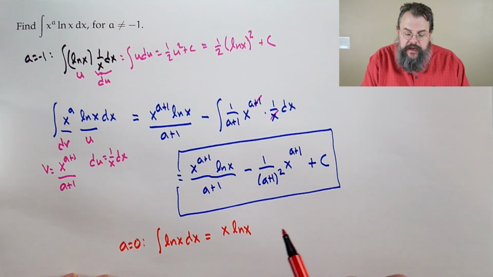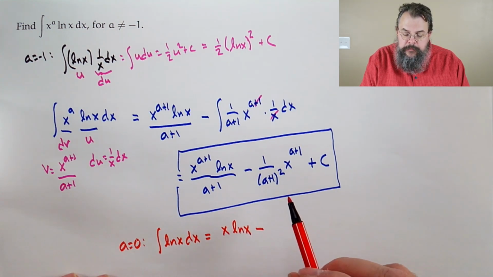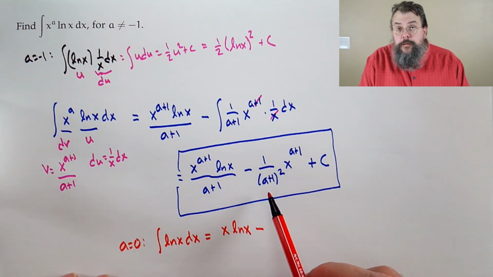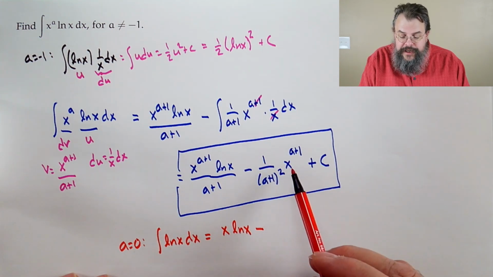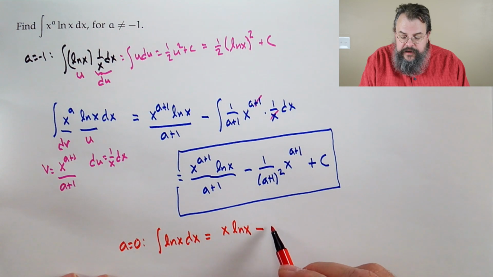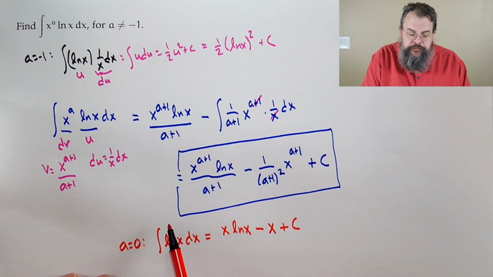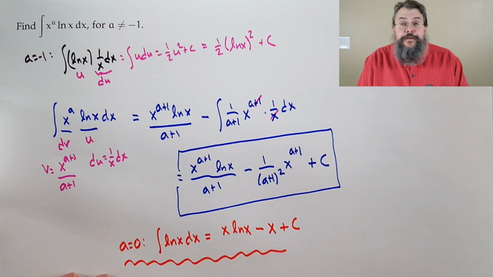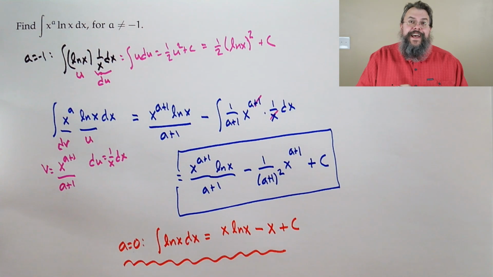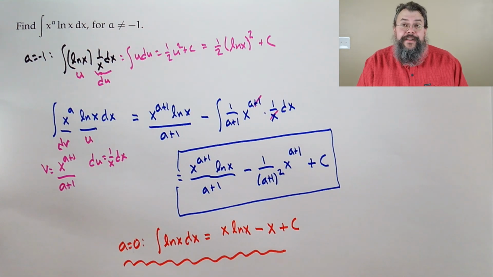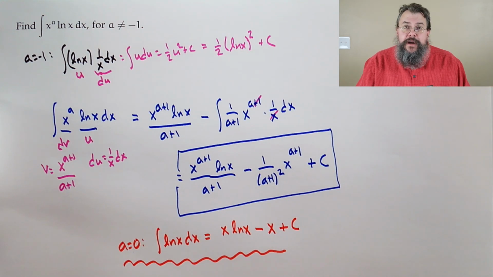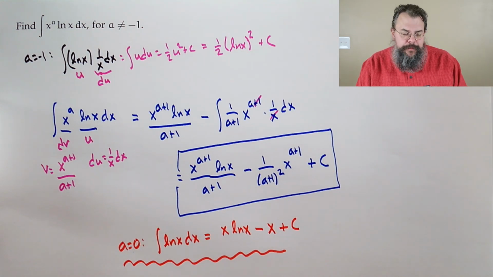So that's x log x minus 1 over 1 squared, which is 1, x to the 1. So x log x minus x plus c. So there's sort of a nice special case for reference. So now we say, hey, we could integrate log of x. But really the secret is it's just an integration by parts, and we know how to do integration by parts now. It's in our toolbox.